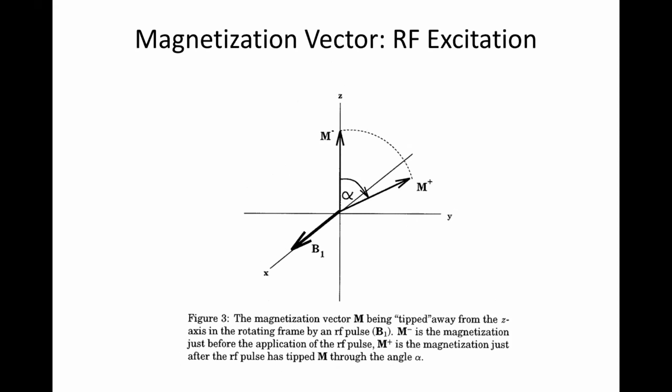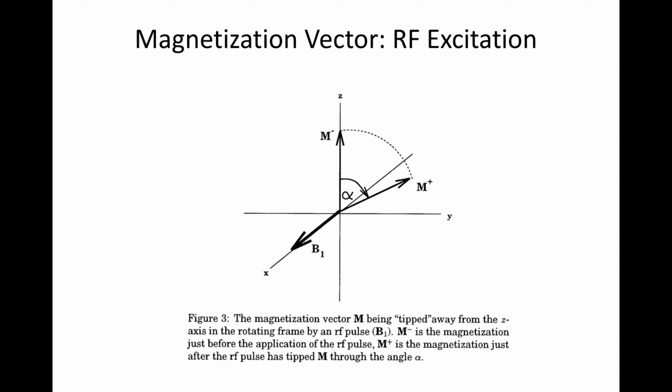How do we get it at some angle away from the Z direction? Well, we apply an orthogonal B field, orthogonal to the Z direction. Remember, our static field is in the Z direction. And now we're going to apply a magnetic field orthogonal to that, say along the X axis. And that magnetic field, B1, is provided by the radio frequency coil.